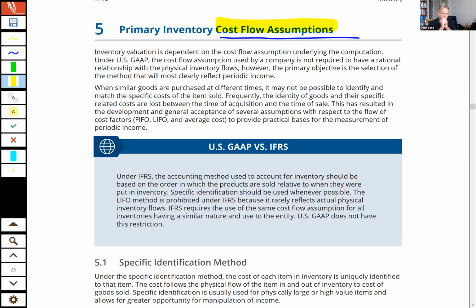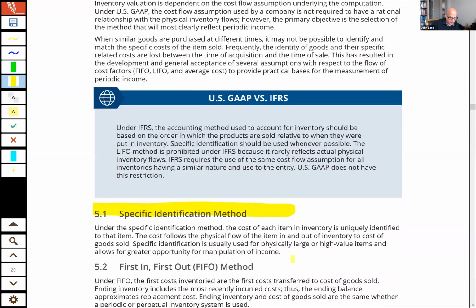Okay, now they've kind of mislabeled this a little bit because specific identification is not a cost flow assumption. Specific identification says, hey, I'm going to go ahead under specific identification and account for each inventory item uniquely to that item. To use specific identification, you must have a perpetual system. Things like high-end products, like say luxury cars, okay, they're going to use a specific identification method.